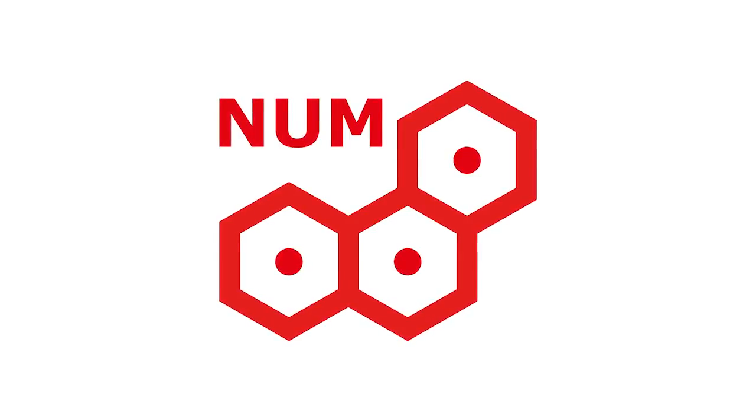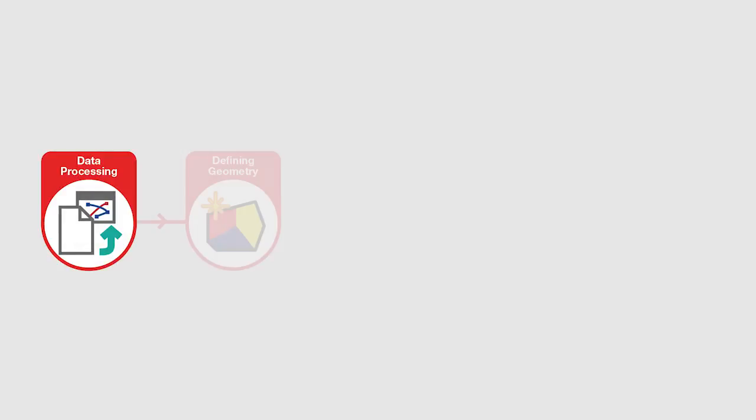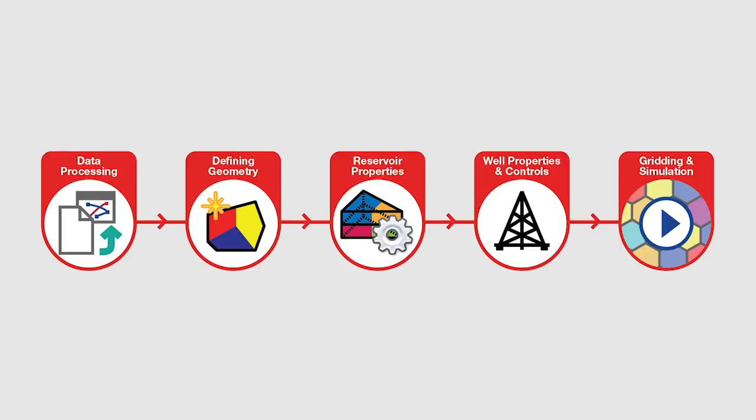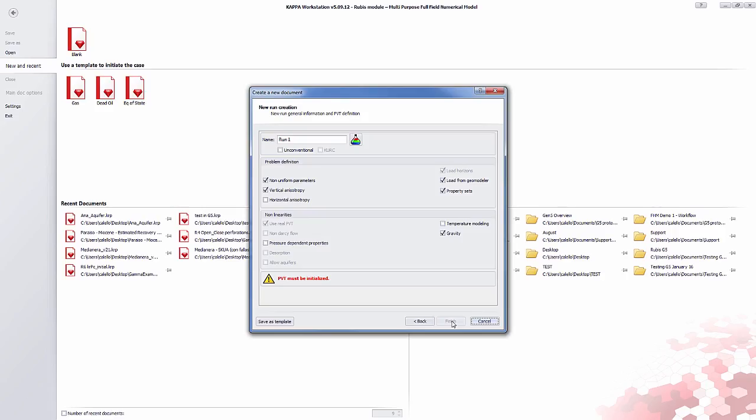frame. Rubis sits between single-cell material balance and massive simulation models. It replaces neither but does much of the work of both. We will create a Rubis model from scratch following a simple, intuitive workflow. The first step is PVT definition.